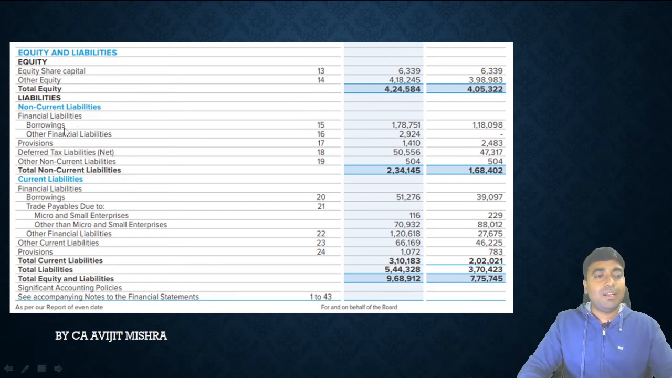So in the non-current liability, what is happening? The first thing is financial liability. What comes in financial liability? First is coming as borrowing. Borrowing is basically like the company has to expand, so due to that, they have taken a huge amount of loan.